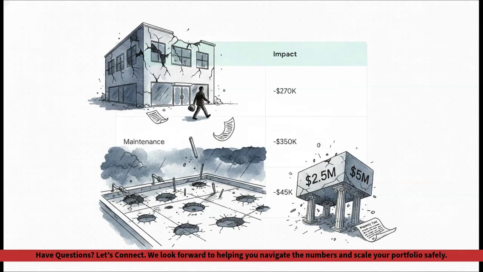Finally, upon sale, the county aggressively reassesses the property tax basis from $2.5 million up to the new $5 million purchase price. That adds $45,000 in non-recoverable expenses. None of this, I repeat, zero of this, was in that trailing 12-month snapshot.